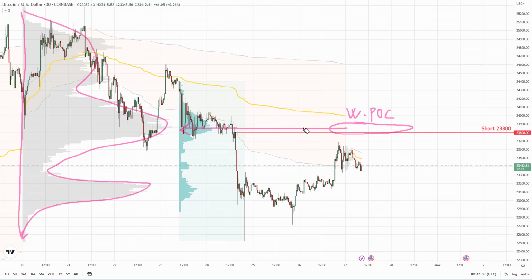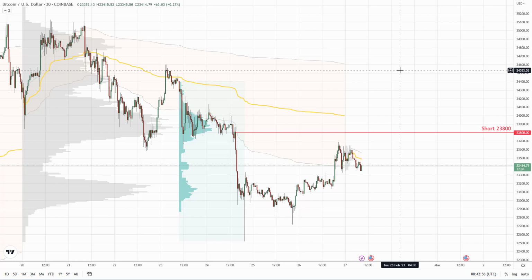Alright, so this is a nice combo, a nice confluence of two trading setups, and that's why I think that there is a high probability that the price will react there. So that's it for the Bitcoin.